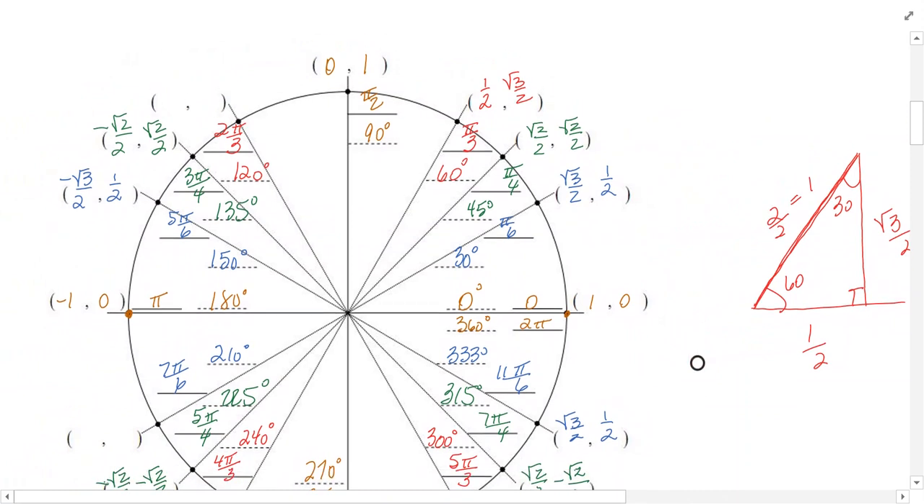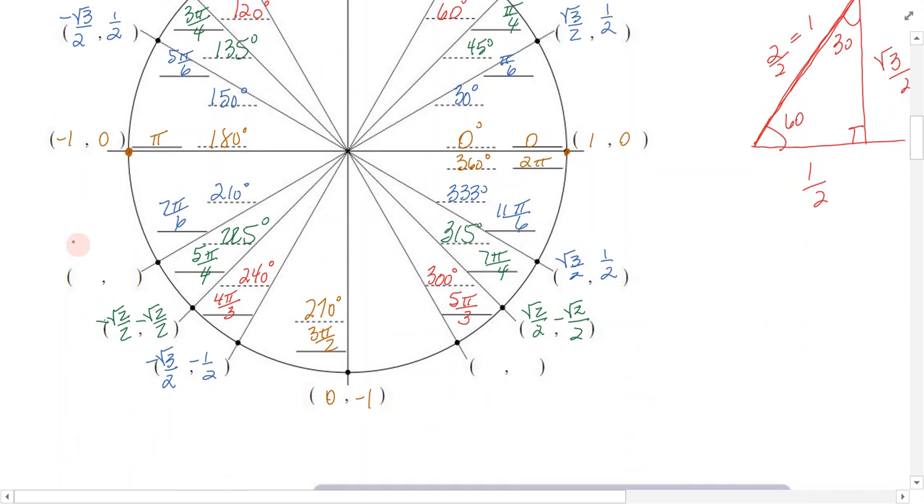So we can go in and fill in the rest of the coordinates here. We know that these ordered pairs are going to be the same as we move around the unit circle, because the dimensions of my triangle don't change. The only thing that changes is the sign on x and y. So in the second quadrant, we are negative for x, positive for y. In the third quadrant, we're negative for both, so negative 1/2, negative square root of 3 over 2. And in the fourth quadrant, we are positive for x and negative for y.